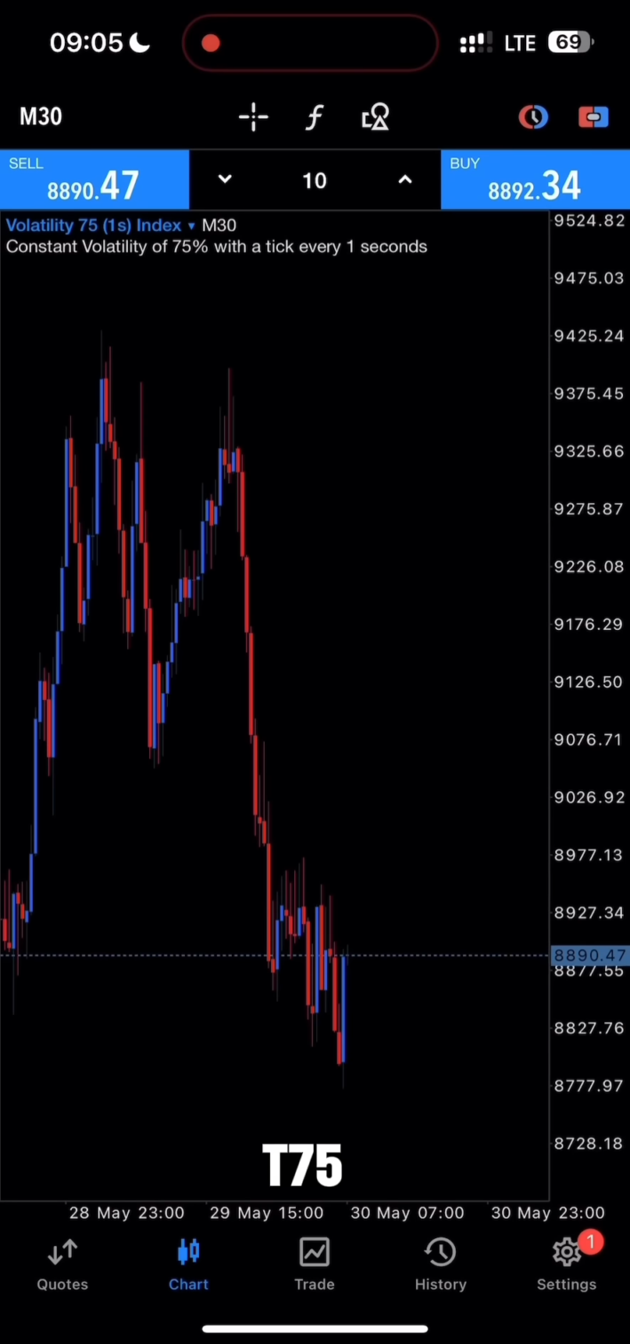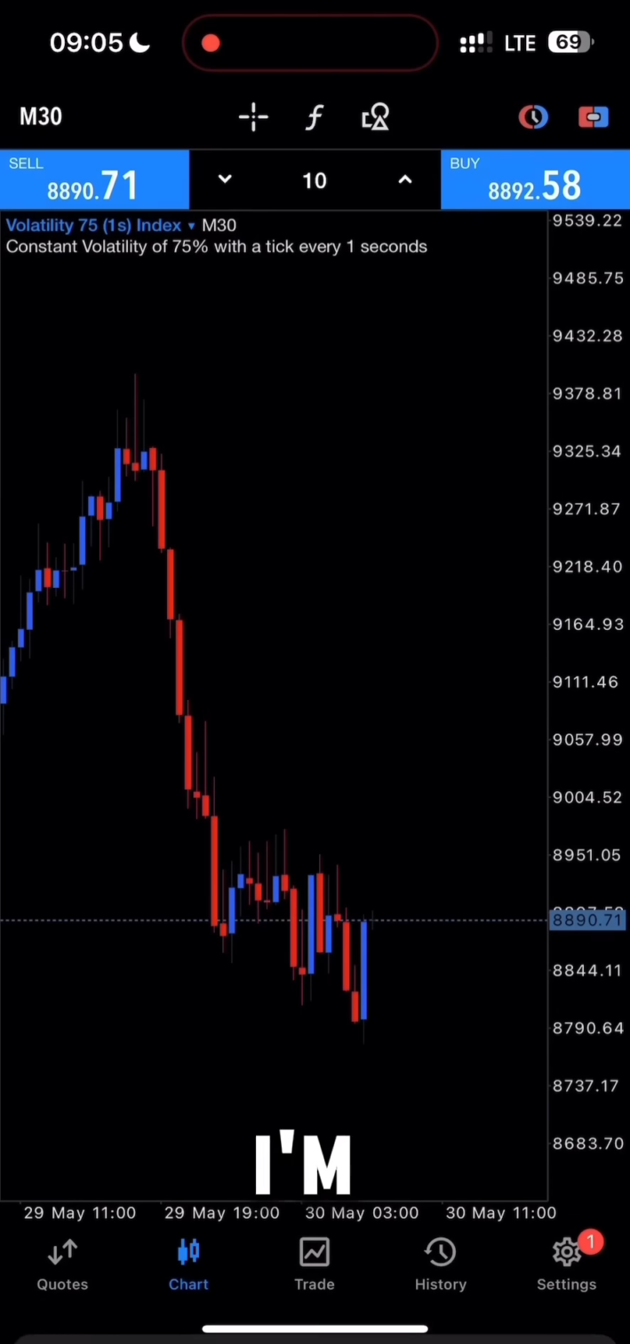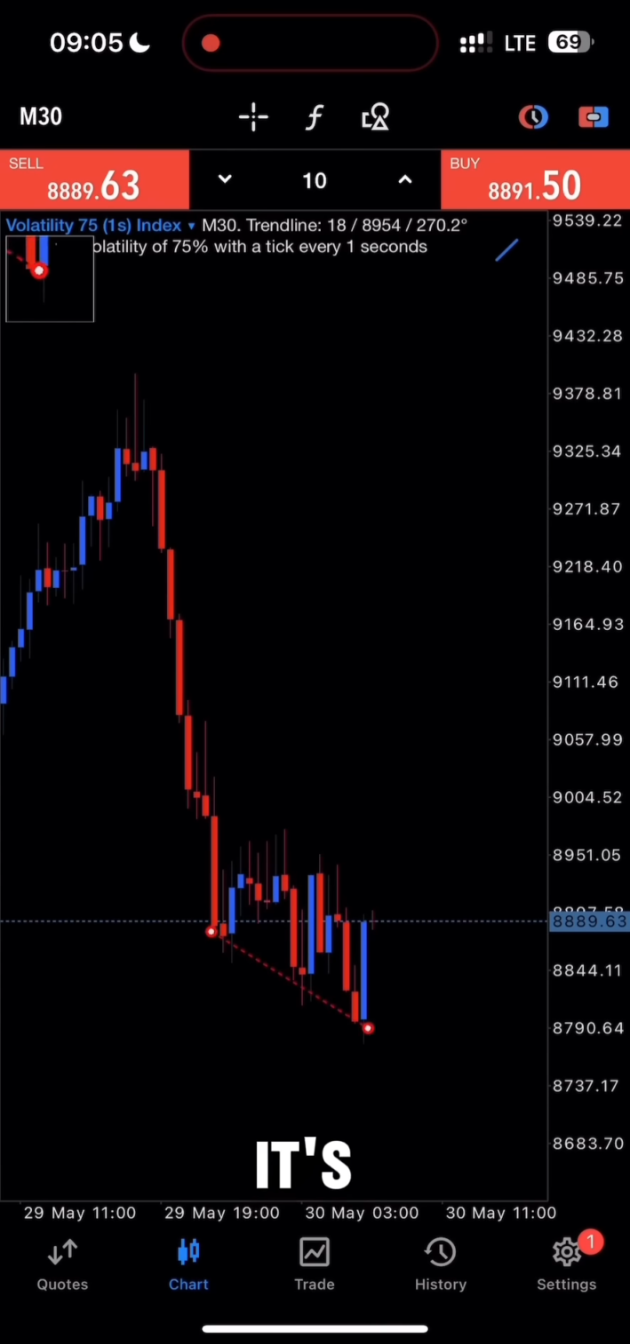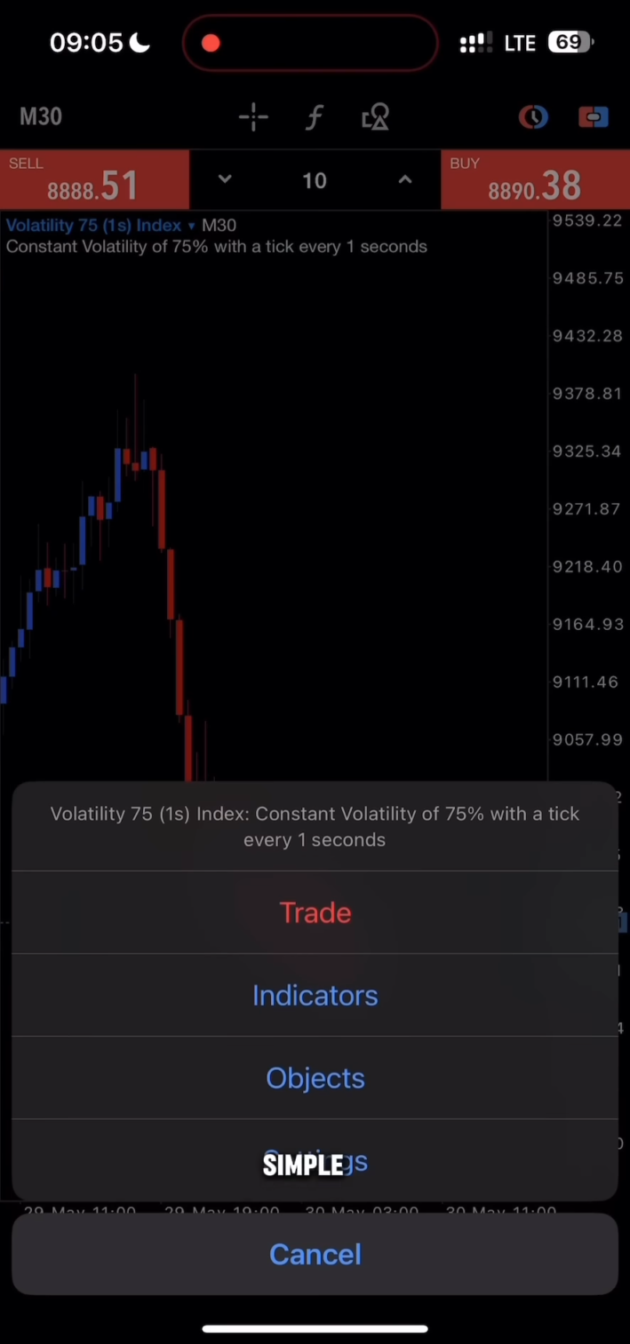We are in volatility 75 1 second, and here we have got a good one. It's a bearish flag, very simple and very effective.